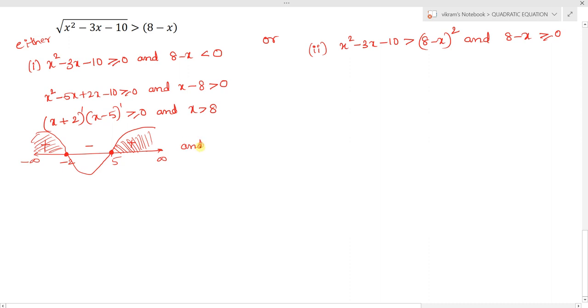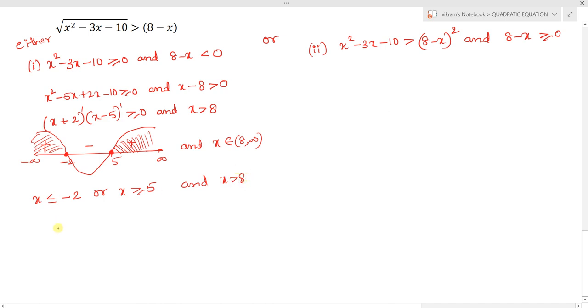And we have another condition, x greater than 8. It means x belongs to 8 to infinity, with 8 as an open bracket. Now this can be written as: x is less than or equal to -2, or x greater than or equal to 5, and x greater than 8.